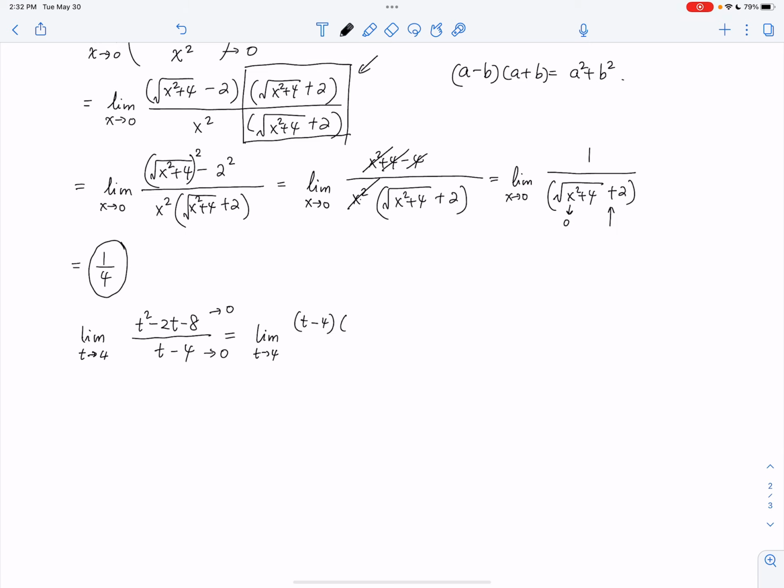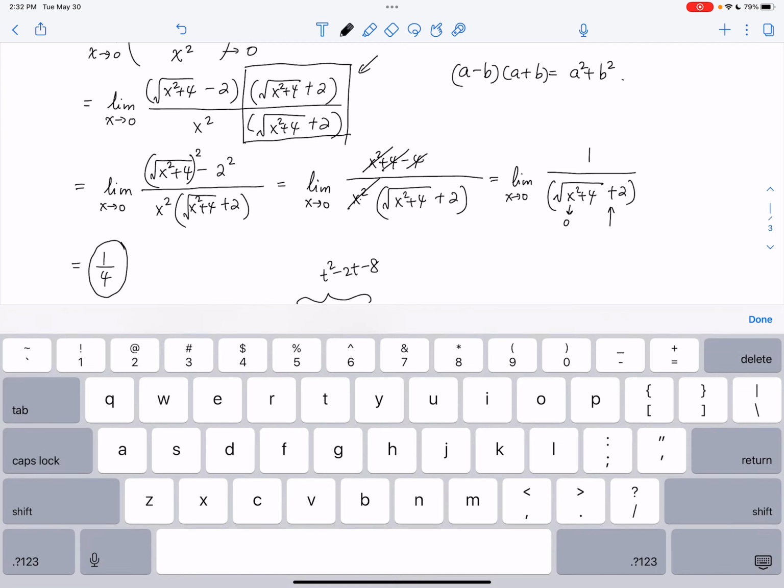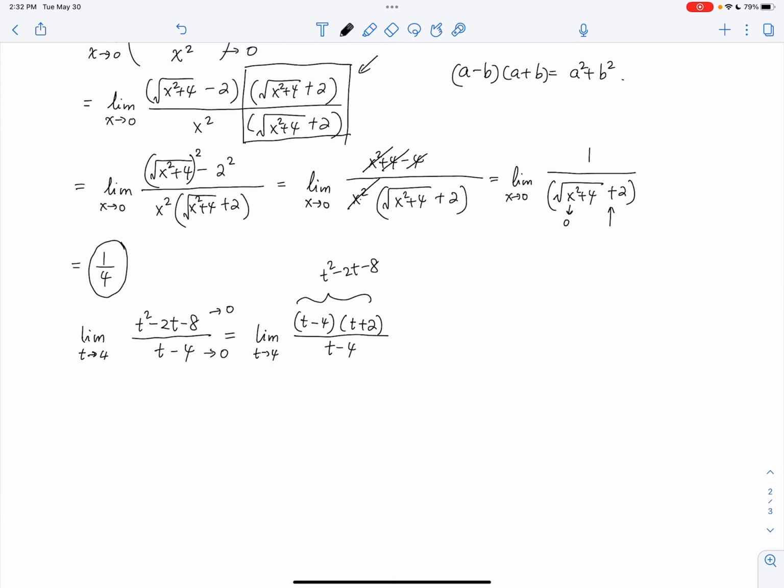You can factorize the term to be a product of two things. Okay? So this is simply t squared minus 2t minus 8. All right? Now, you have t minus 4 both on the top and also on the bottom. You can cancel these two.